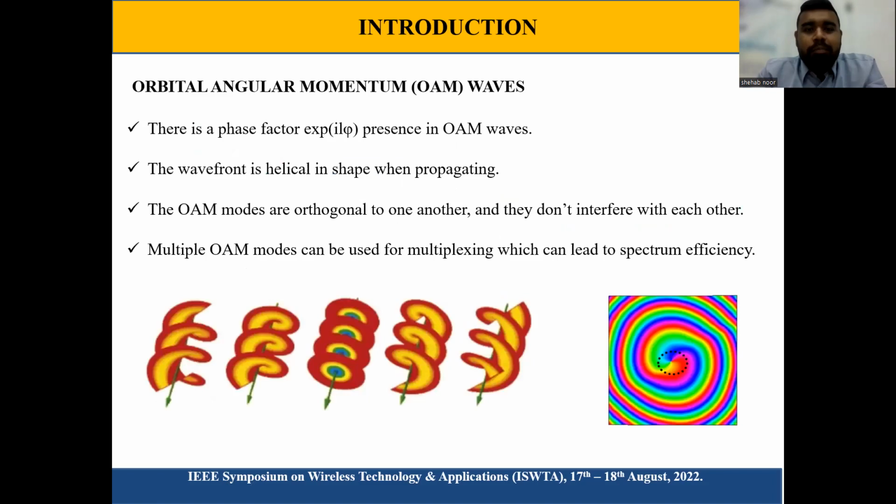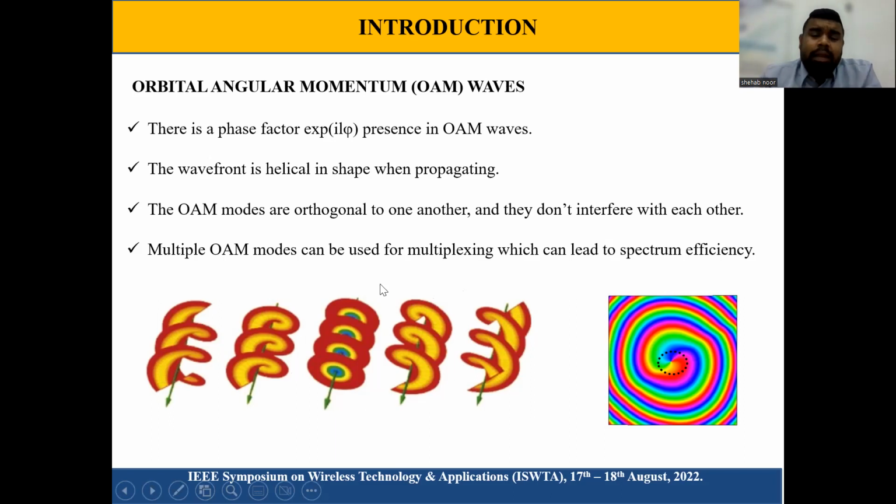OAM waves are nothing but an electromagnetic wave, but there is a presence of phase factor exponential of topological charge L and phi, which is the azimuthal angle. This phase factor is not present in linearly polarized or circularly polarized waves. Because of the presence of this phase factor, the phase distribution of the wave tends to be spiral in shape. So this is how the phase distribution looks like. This is the spiral shape. And having such spiral phase distribution leads the waves to propagate in helical shape. So this is how the helical shape looks like.